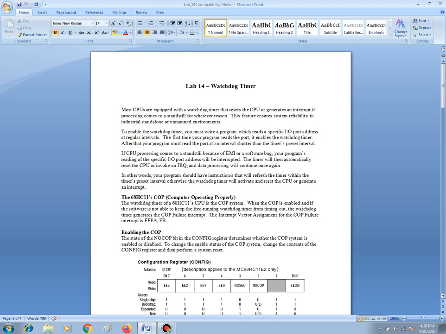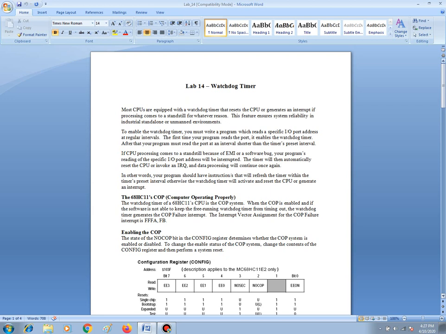To enable the Watchdog Timer, a program must read a specific I/O port address at regular intervals. The first time the program reads the port, it enables the Watchdog Timer. After that, the program must read the port at an interval shorter than the timer's preset interval.